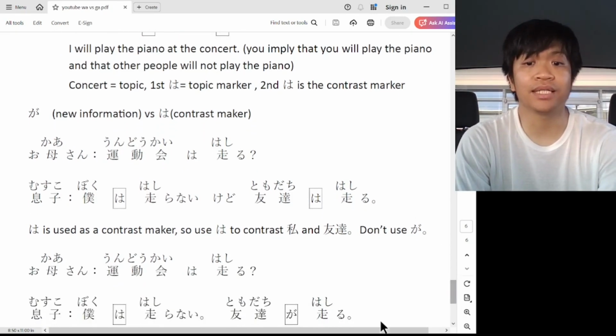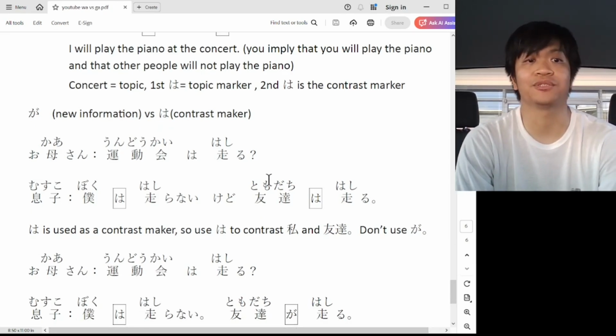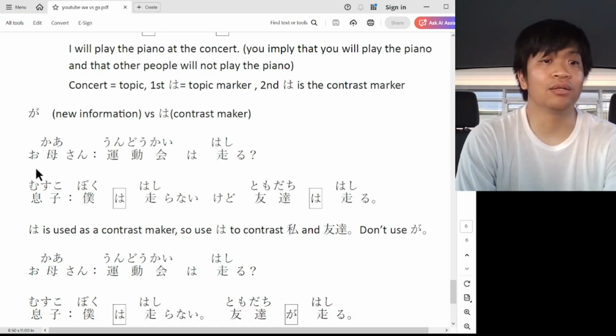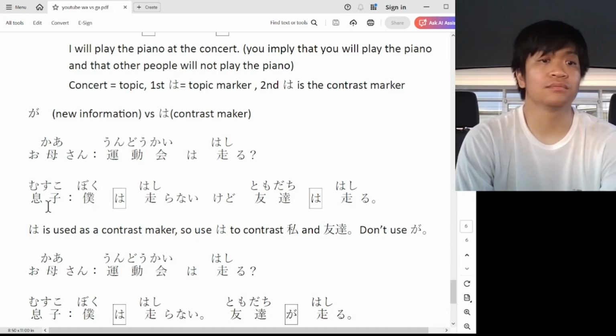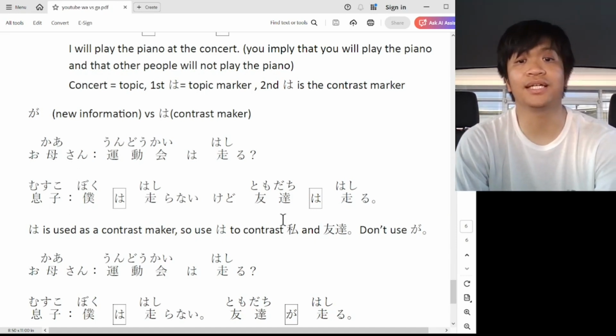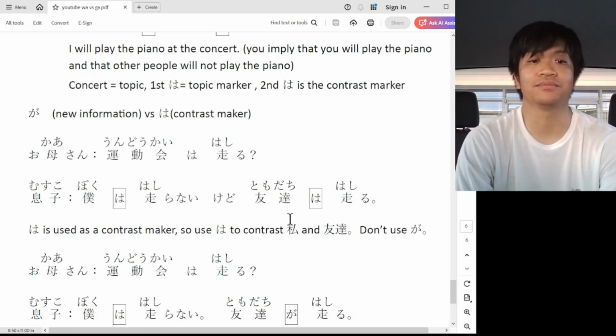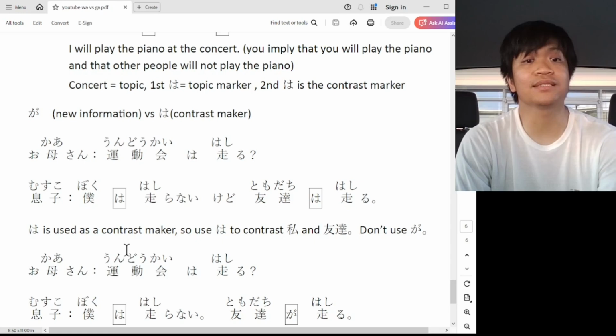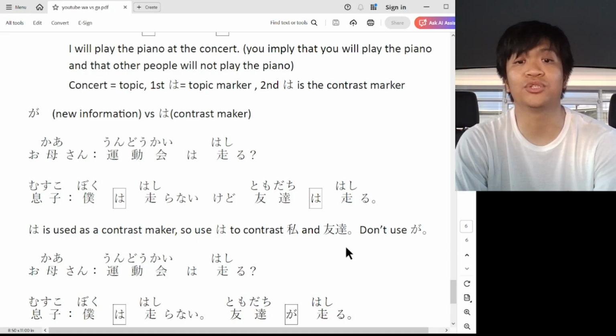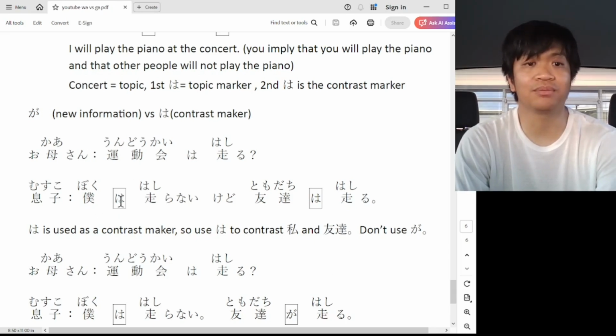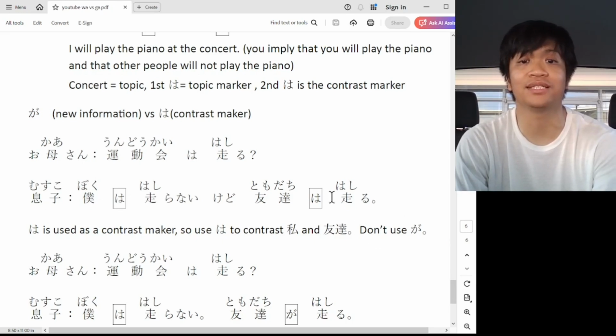Another one is ga as new information versus wa as a contrast marker. So, for example, the okasan, or the mom, can say, 運動会は走る? The son can say, 僕は走らないけど、友達は走る. Here, wa is used as a contrast marker. We use wa to contrast boku and the tomodachi. Here we cannot use ga because they're contrasting these two things, your friend and yourself.